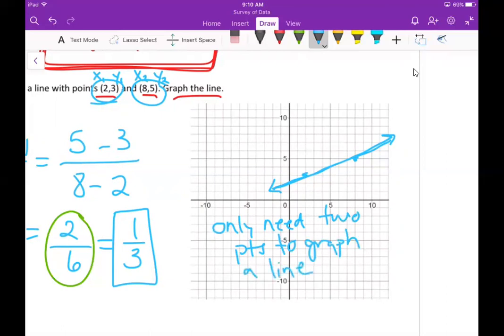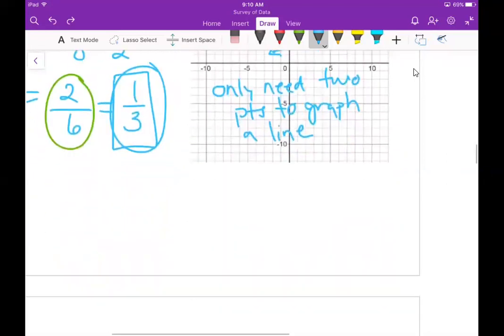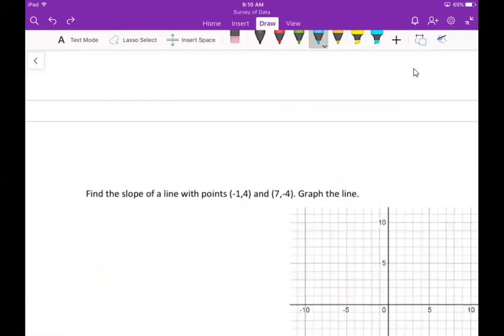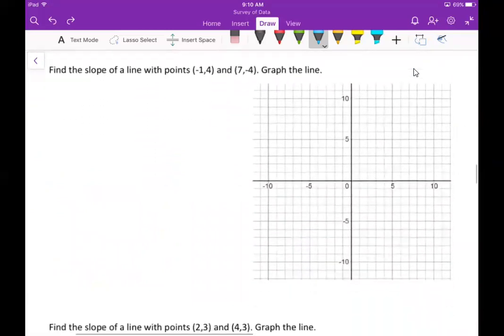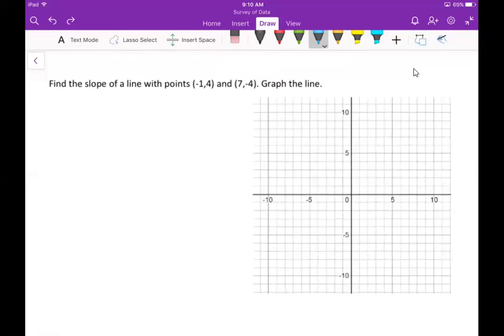Okay, so that makes it pretty easy to graph this line since we were given those 2 points from the beginning and visualizing that 1/3 slope there. Also notice this is a positive slope, so we have that increasing line. It's going up from left to right. Okay, so let's see what another slope might look like. Pause this and see if you can find the slope of this line and graph the line to visualize what kind of slope we see.